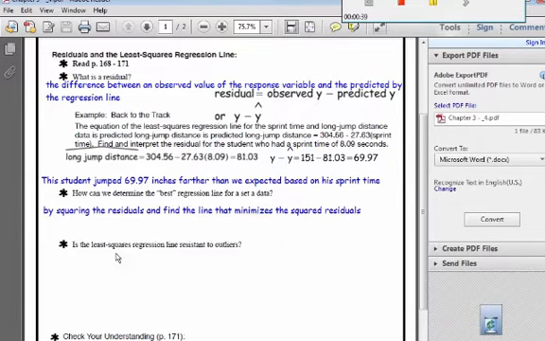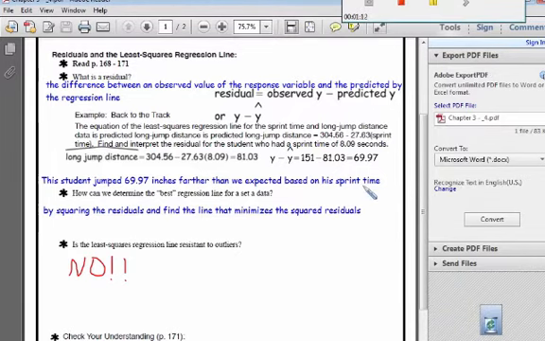Is the least squares regression line resistant to outliers? No, it is not. It'll still pull in that direction.